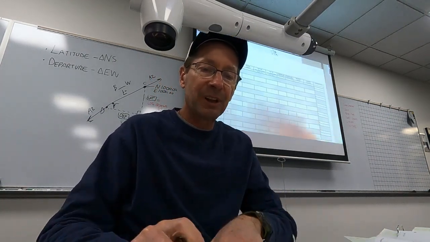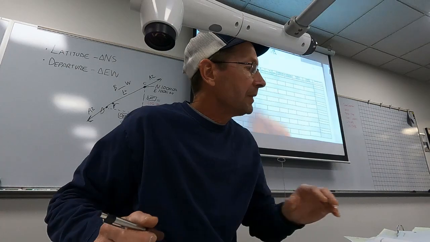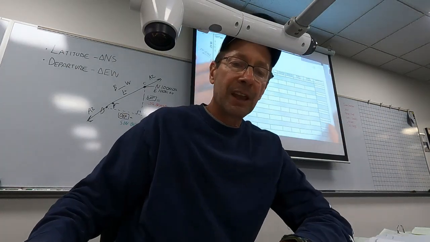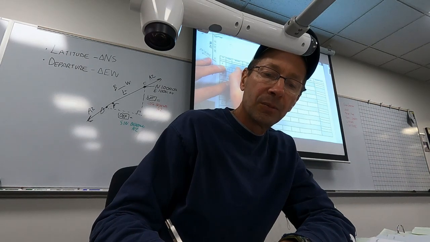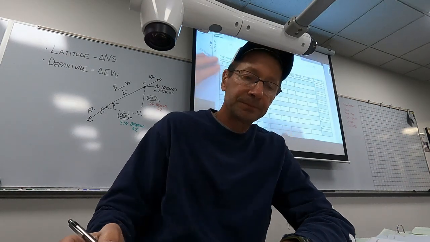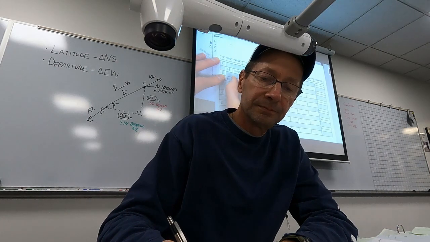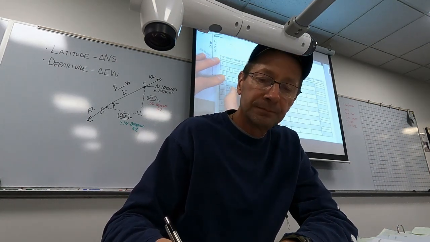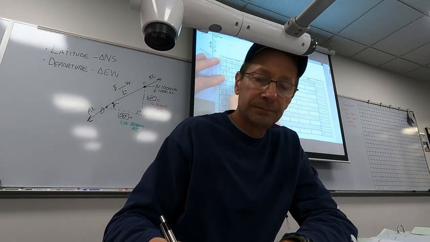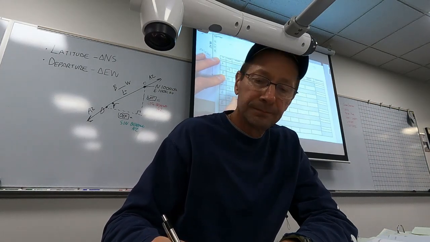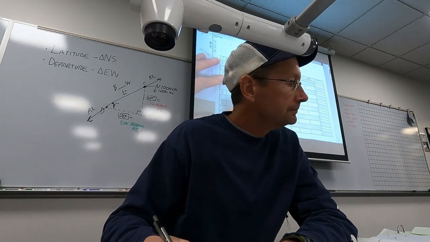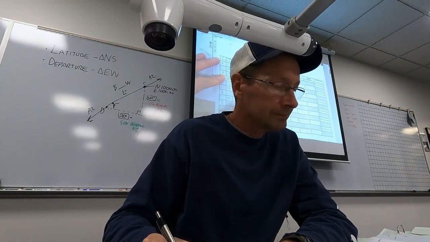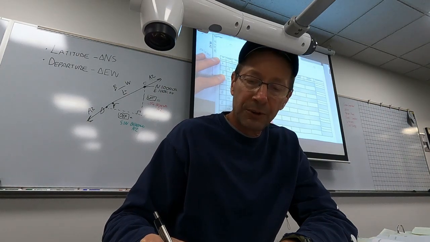So let's go ahead and get the distances in between each of these, so you guys can work on that on each of the legs. So A to B is 164.95 feet.